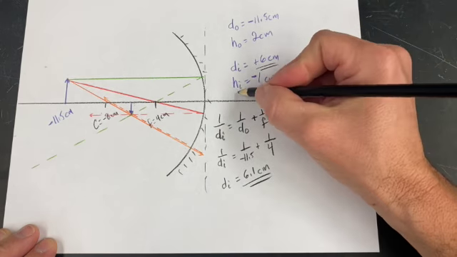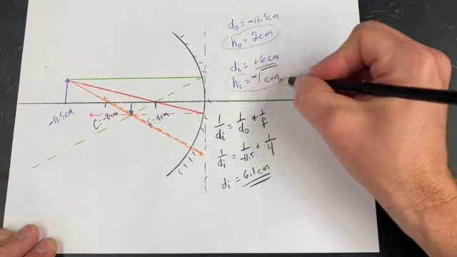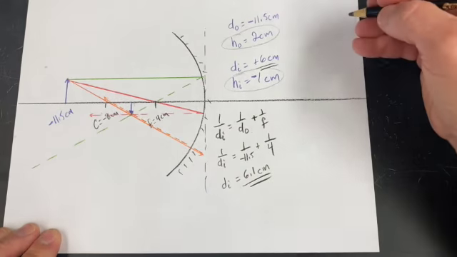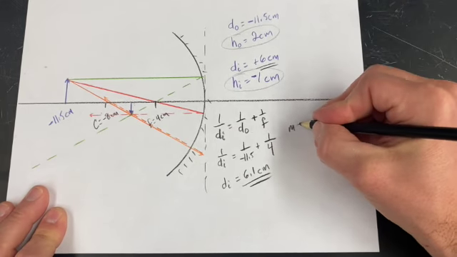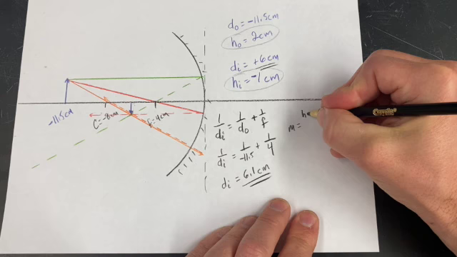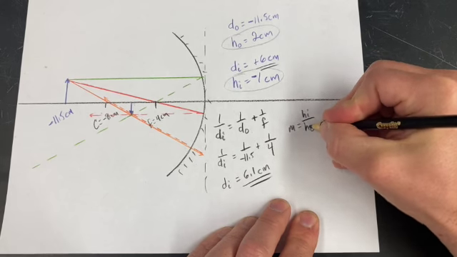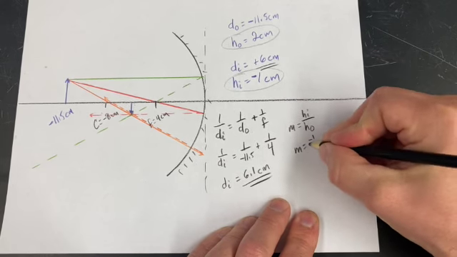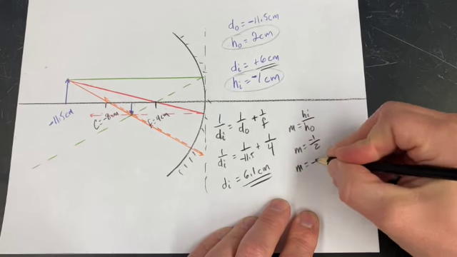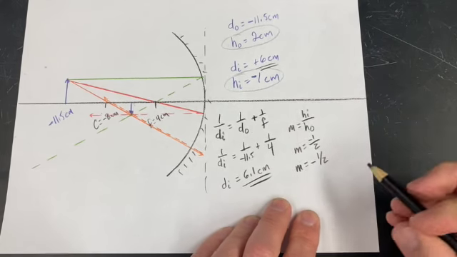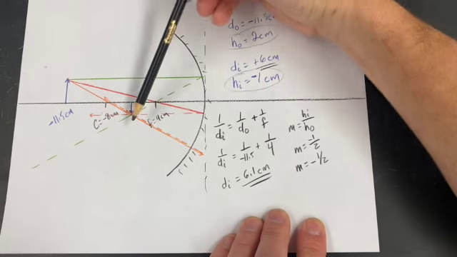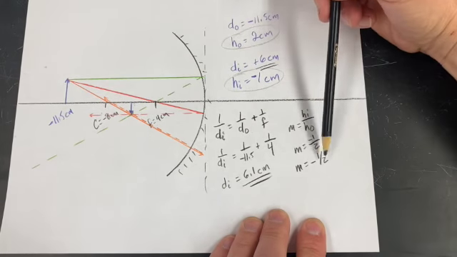We can also look at the heights of these and recognize there's a magnification. And magnification is found by the image height over the object height. And in this case, we get negative 1 over 2. So my magnification is negative half, which tells me that it is negative, it is upside down, and it is smaller by 1/2.